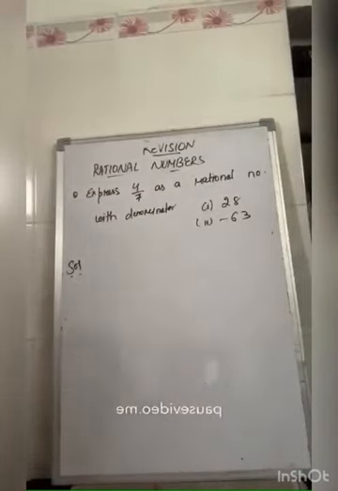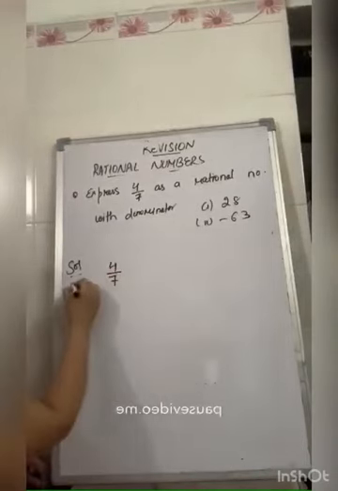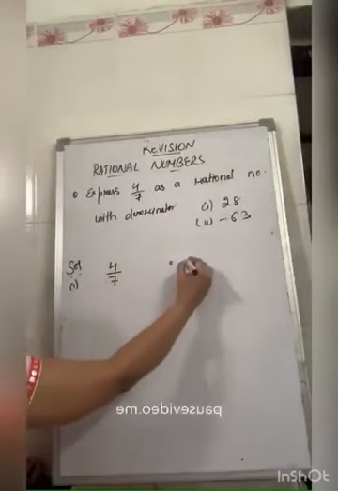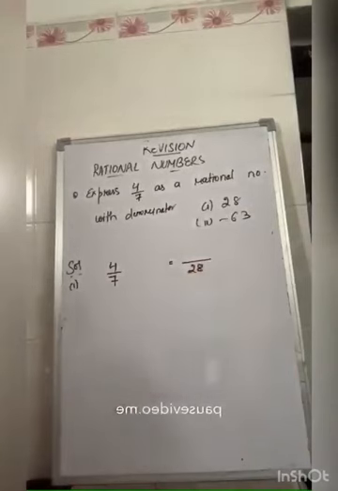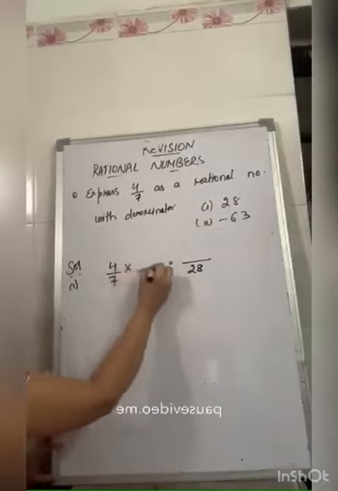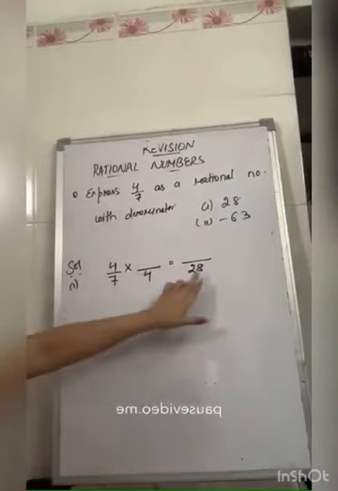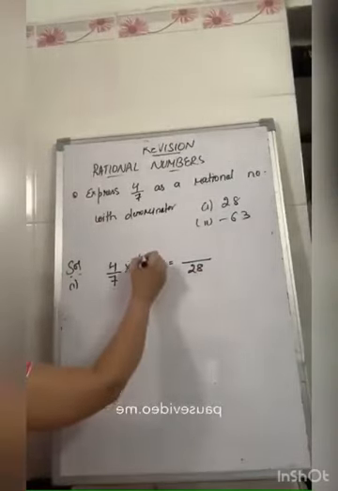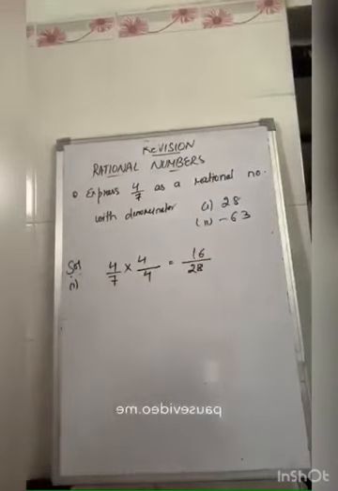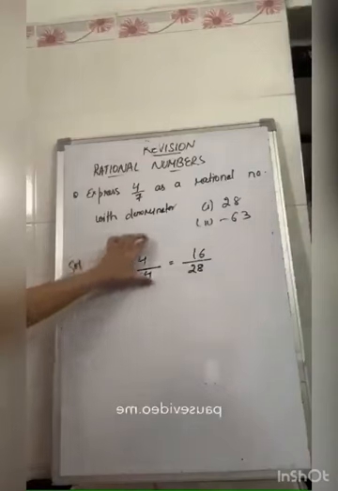Now we are having 4 by 7. First part I am going to do. 4 by 7. First of all we want 28 in the denominator. We know when we multiply 7 with 4, we get 28. 7 4s are 28. So we have to multiply the numerator also with 4. So 4 4s are 16. Very simple, right? So now we have represented 4 by 7 in such a way that we get 28 in the denominator.